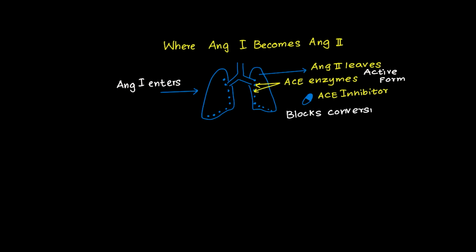Now ACE inhibitor drugs like lisinopril block this conversion, which is how they lower blood pressure. But ACE also breaks down a substance called bradykinin. When the drug blocks ACE, bradykinin builds up in the lungs and triggers that characteristic dry cough.